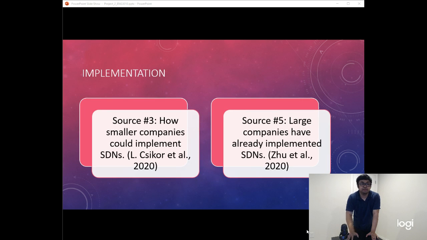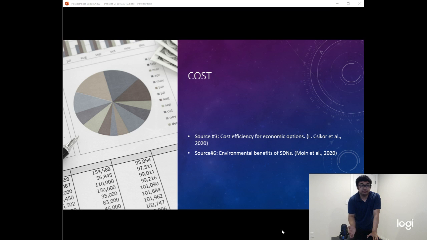The next categorization was the implementation of the top-down model, or the SDNs. Source 3 dealt with how smaller companies could implement it in a simple way, while source 5 covers how large companies have already implemented it, such as our cellular networks. This goes into specifics, but basically the smaller companies, as we see in the next category of cost, can purchase a small CPU for a relatively cheap price, anywhere from $200 to $5,000. Still, it's more cost efficient compared to buying a full SDN.